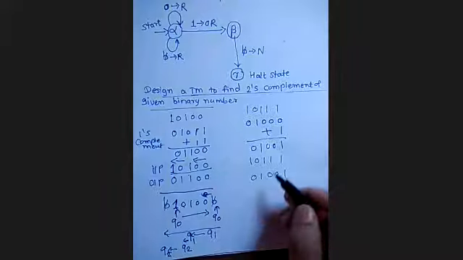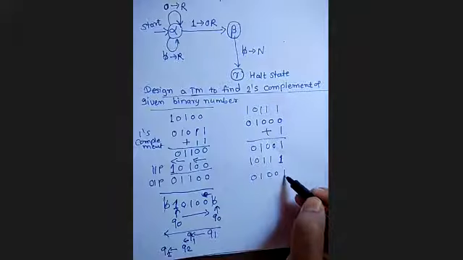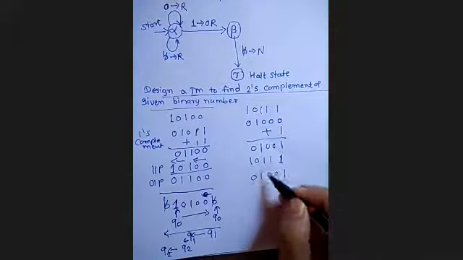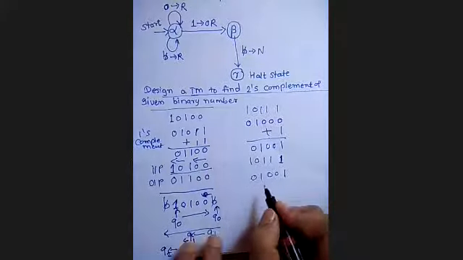So here the rightmost symbol is 1 only, so it is keeping 1 as it is. Remaining, you can see 1 is replaced by 0, 0 is replaced by 1. Okay. So what is our logic? What did I tell you?